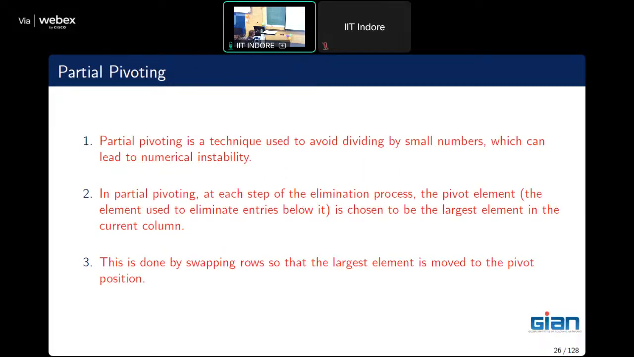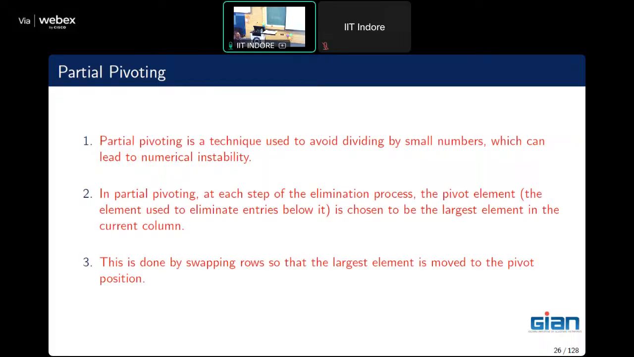As I told you, partial pivoting is a technique used to avoid dividing by small numbers, which can lead to numerical instability. In partial pivoting, at each step of the elimination process, the pivot element, the element used to eliminate entries below it, is chosen to be the largest element in the current column. So once the first operation is made, in the second operation you again do the same way: you search for the biggest one and you take this out, by using the elementary operation.